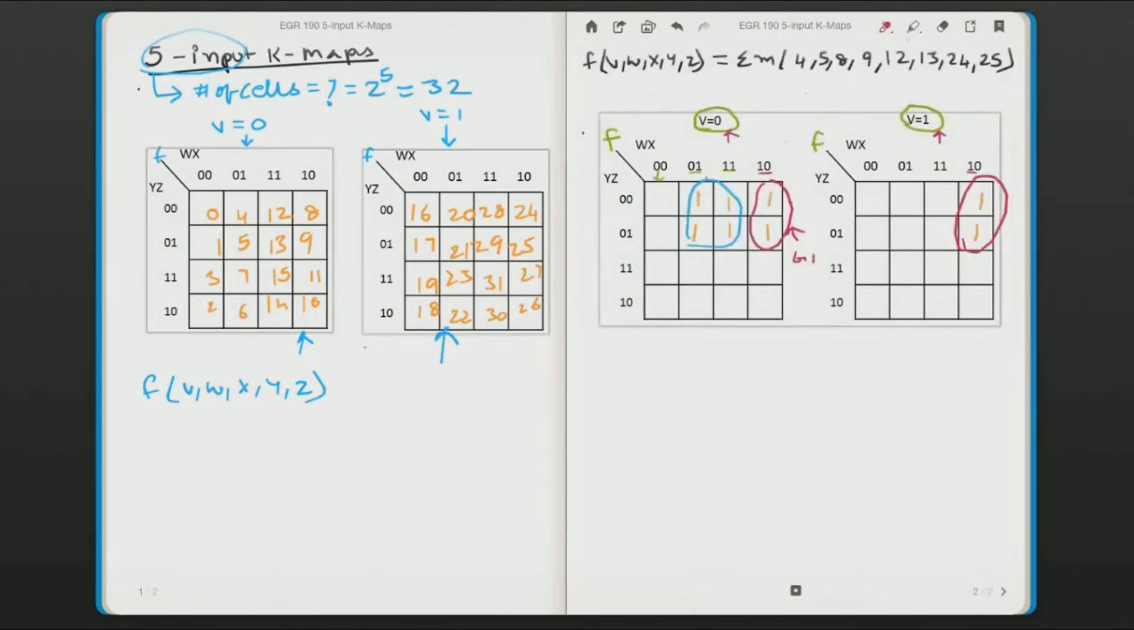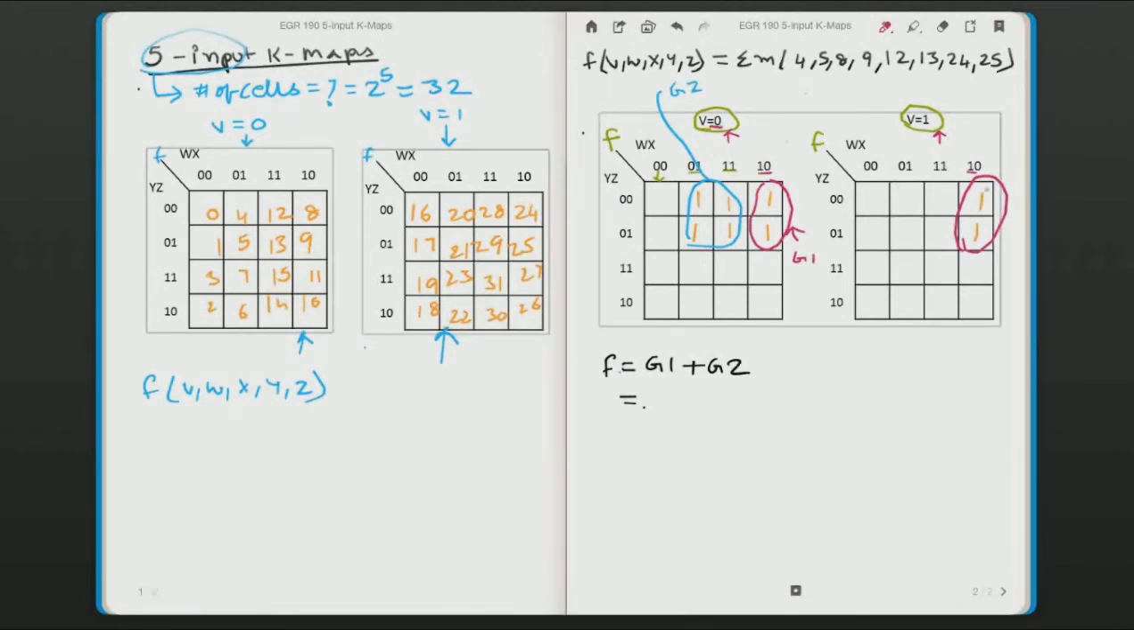let's see, and I'm going to call this group 2. So when we simplify the function f, my f is going to be group 1 plus group 2. So group 1, let's look into that group 1. Group 1, the first input is V. In these two cells here, my V is 0.